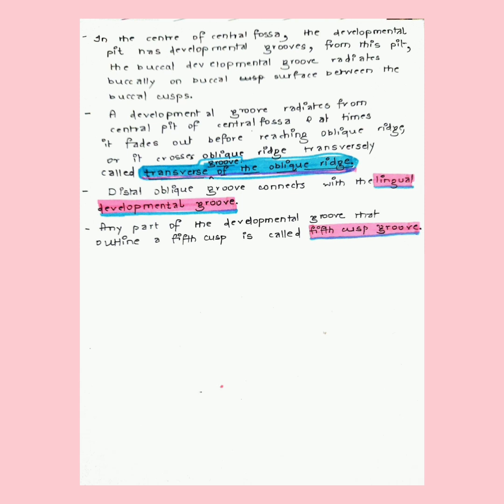Another developmental groove radiates from the pit of the central fossa and it fades out before reaching the oblique ridge. That is, it doesn't cross the oblique ridge, or sometimes it crosses the oblique ridge transversely, which is called the transverse groove of the oblique ridge. There is a distal oblique groove which connects with the lingual developmental groove, and the developmental groove that outlines the cusp of Carabelli, or the fifth cusp, is called the fifth cusp groove.